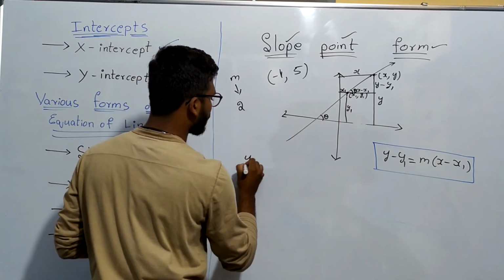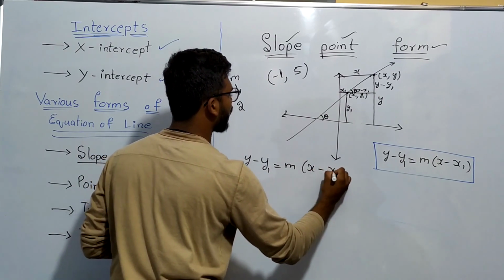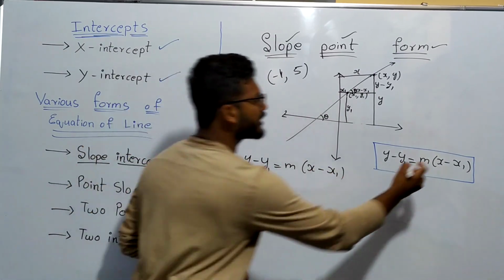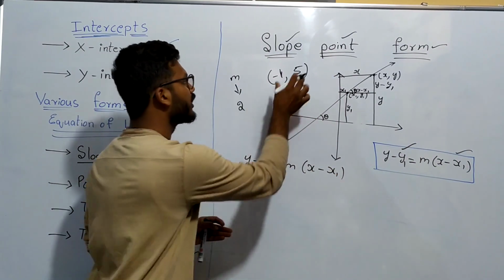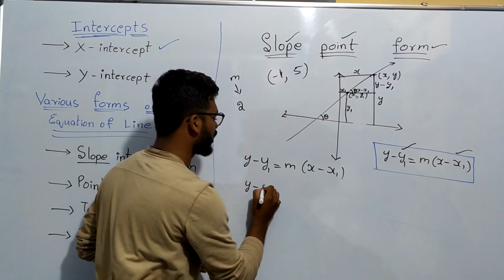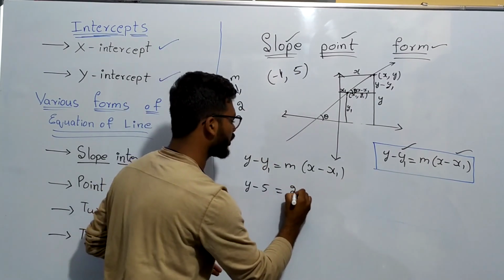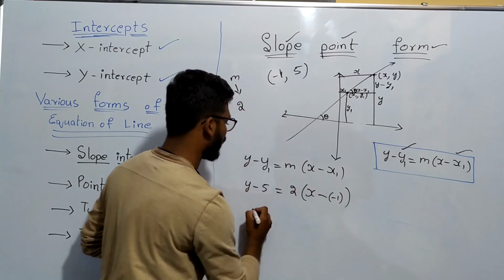We know that the slope point form is y minus y1 equal to m into x minus x1, where x1, y1 is a point, right? So instead of x1, y1, what do I have to substitute? The point. So y minus, what is y1? 5 is equal to slope is 2, 2 into x minus x1, which is minus 1. So what will I get?